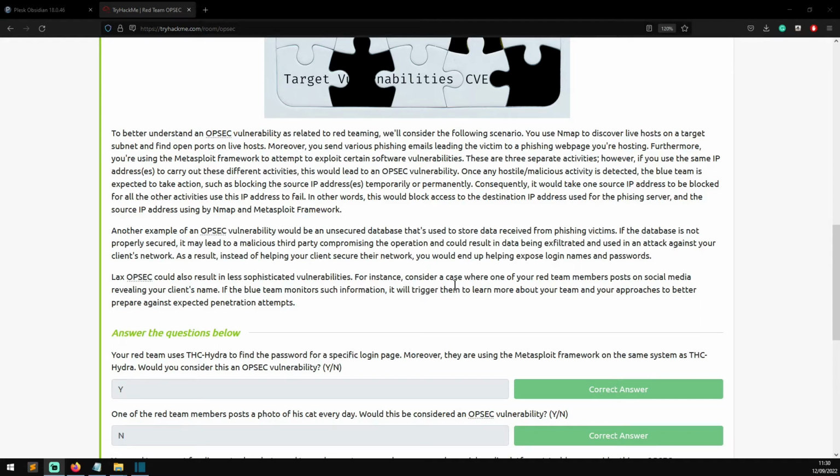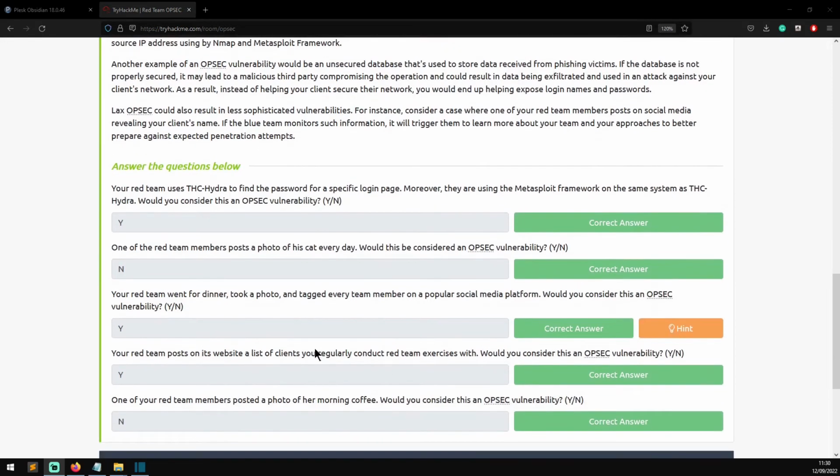For instance, consider the case where a team member posts on social media revealing your client's name. If a blue team monitors such information, it will trigger them to learn more about your team and your approaches to better prepare against expected penetration attempts. And then we've got some questions.